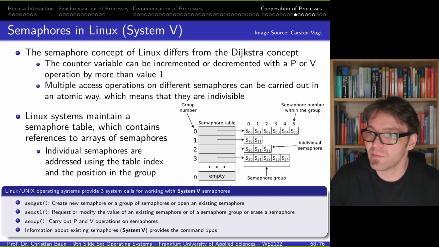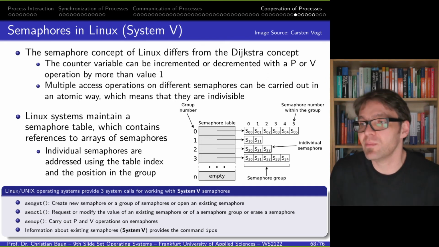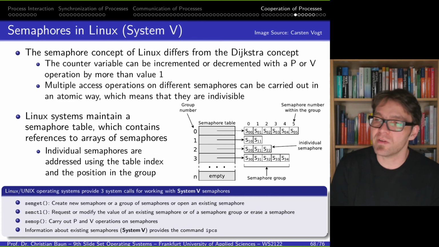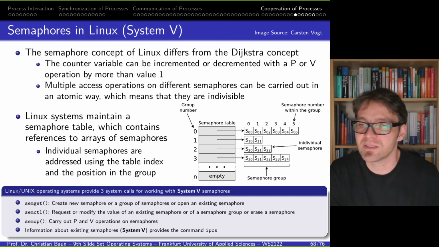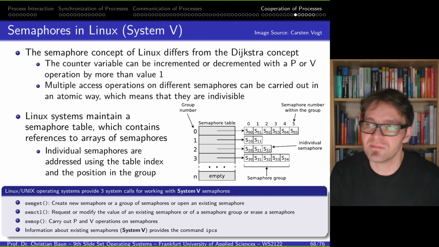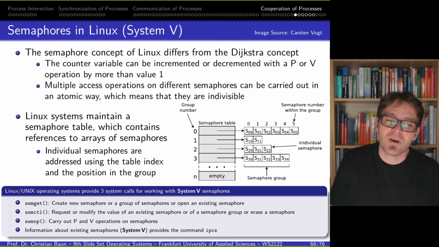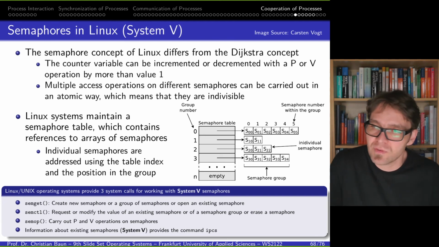We have the System 5 approach, the old-fashioned one, and we have a POSIX approach. So we can use the implementation of the kernel basically, or we can use the implementation of the POSIX library, which is a little bit more modern and better portable, but System 5, according to my experience, I consider it quite simple.